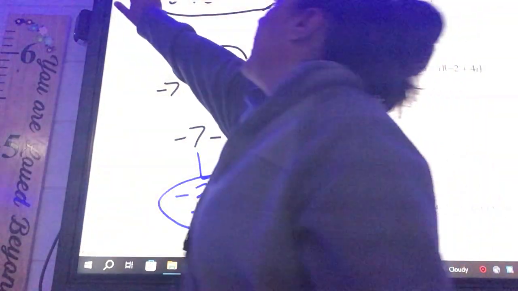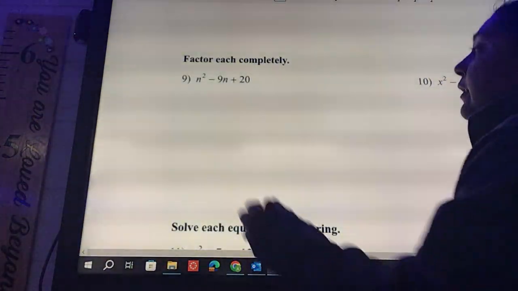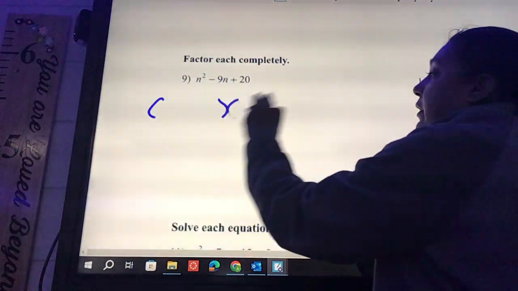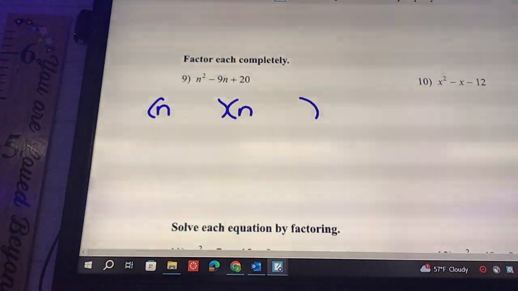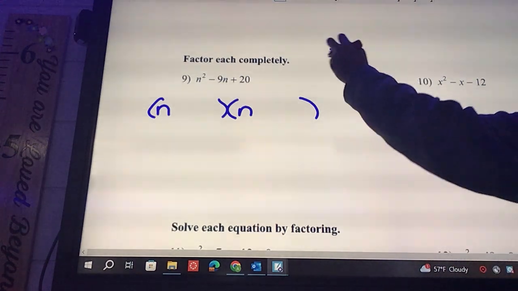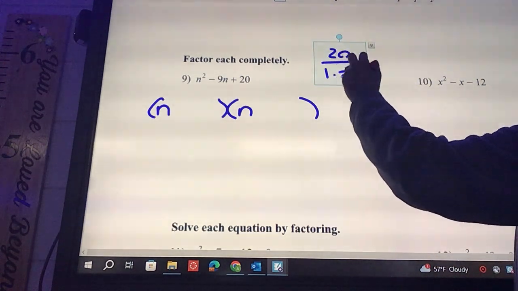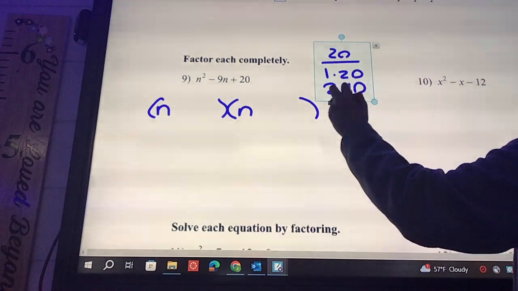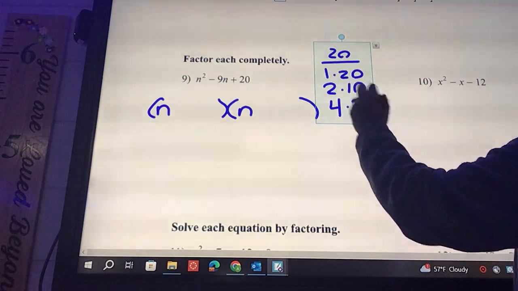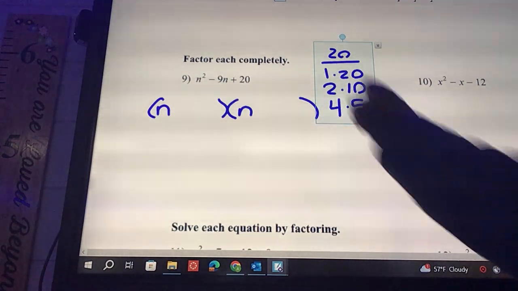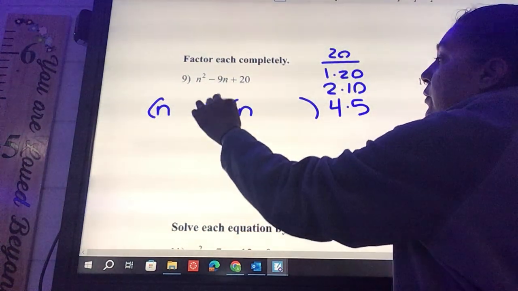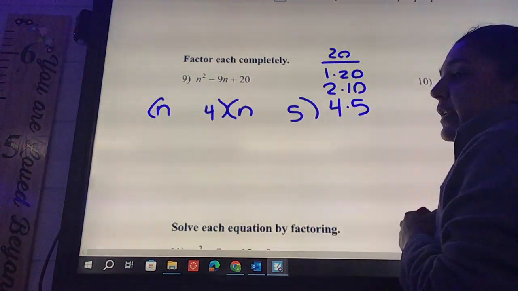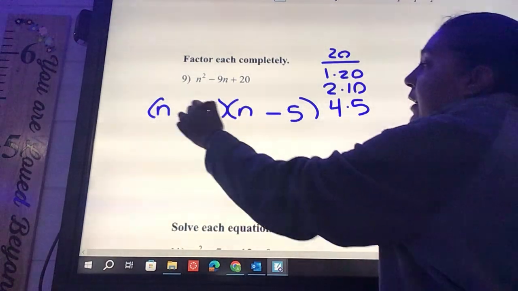Okay, number 9. We can draw 4 sets of parentheses, and we're going to say n and n. Then we're going to make a list of 20. So I got 20 is 1 and 20, 2, 10, 4, 5. Okay, I need something to add or subtract to give me a 9. Okay, so I'm going to use 4, 5. And I need a -9, so it's going to be a minus minus.